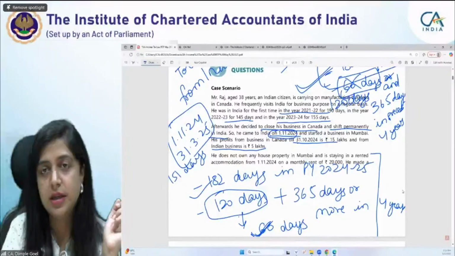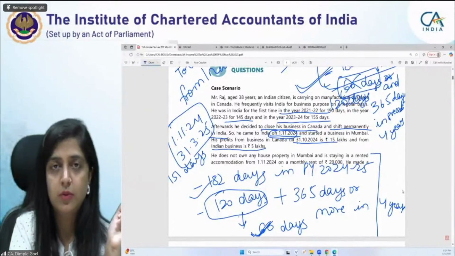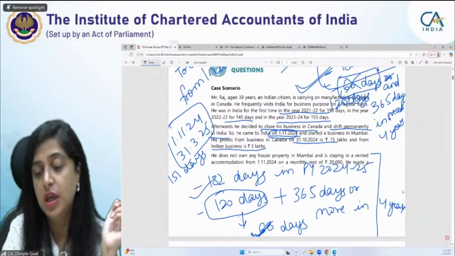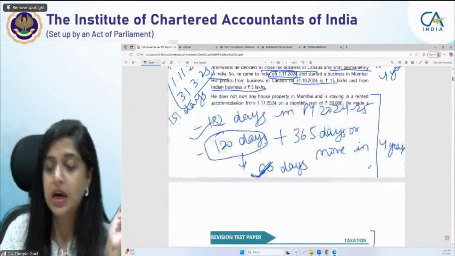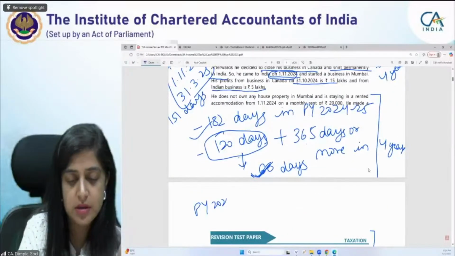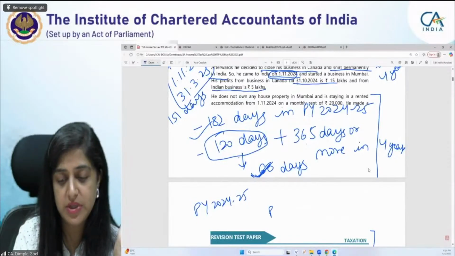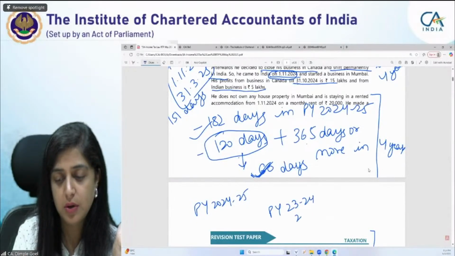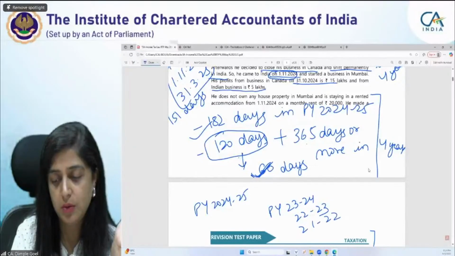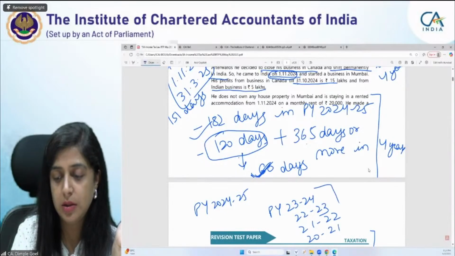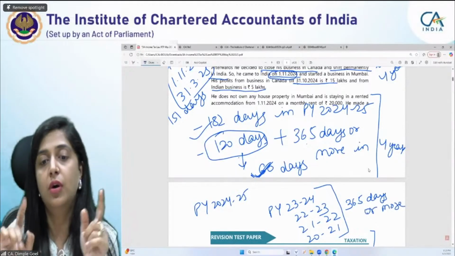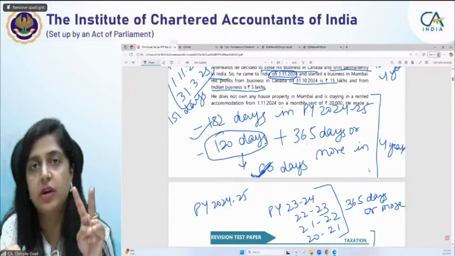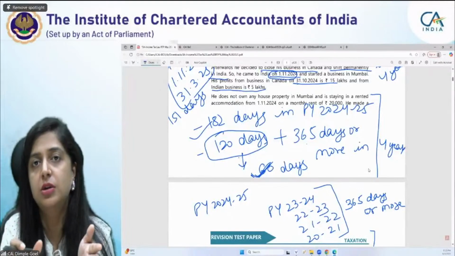The second condition says 60 days or more in the relevant previous year, which he satisfies, but you also have to see 365 days or more in the immediately preceding years. Our relevant previous year is 24-25, so we have to check the preceding 4 years: 23-24, 22-23, 21-22 and 20-21. In these 4 years, he has to be in India for 365 days or more. 60 plus 365 days is a cumulative condition. The individual has to satisfy both conditions to become a resident in India.